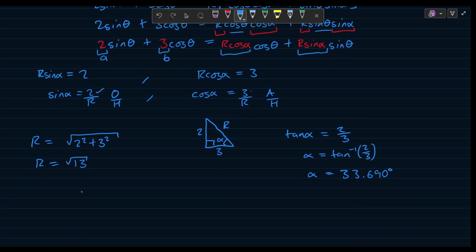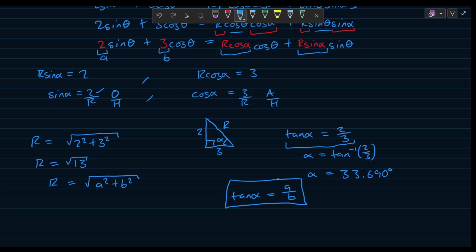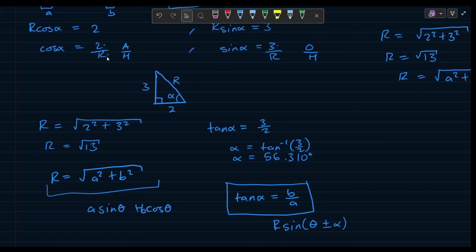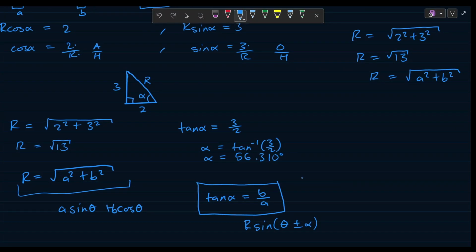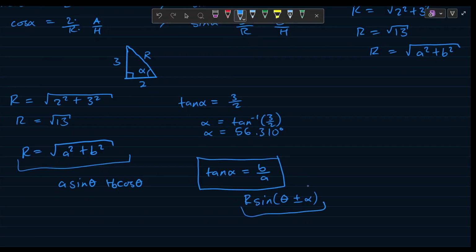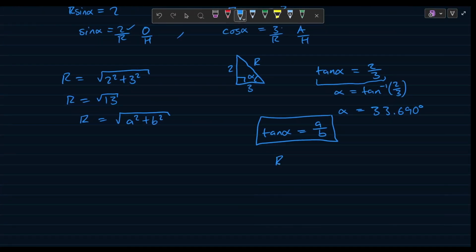So for r, we can still say that r is the square root of a squared plus b squared. But for alpha, notice that tan alpha is now equal to a over b, whereas previously for r sine, tan alpha was b over a. So that's where we get the difference. When you are evaluating alpha for r sine theta plus or minus alpha, we use tan alpha as b over a. But if it's for r cos theta plus or minus alpha, we use tan alpha as a over b.